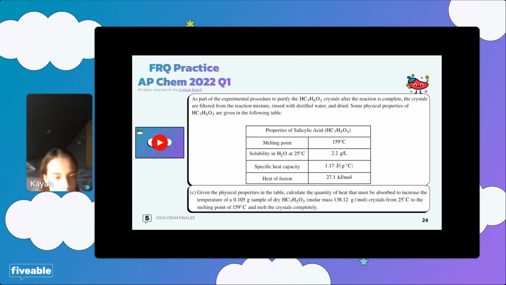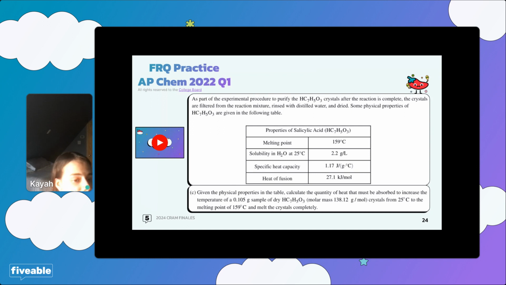Okay? So, as part of the experimental procedure to purify the HC7H5O3 crystals, after the reaction is complete, the crystals are filtered from the reaction mixture, rinsed with distilled water, and dried. Some physical properties of HC7H5O3 are given in the following table. So, some properties of salicylic acid.